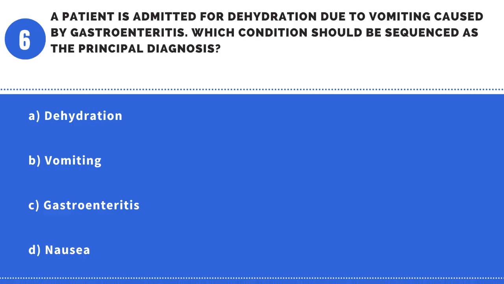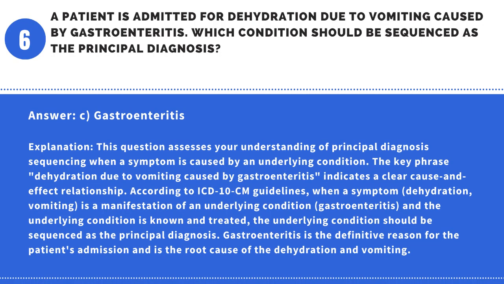Which condition should be sequenced as the principal diagnosis? A. Dehydration. B. Vomiting. C. Gastroenteritis. D. Nausea. Answer C. Gastroenteritis. This question assesses your understanding of principal diagnosis sequencing when a symptom is caused by an underlying condition.